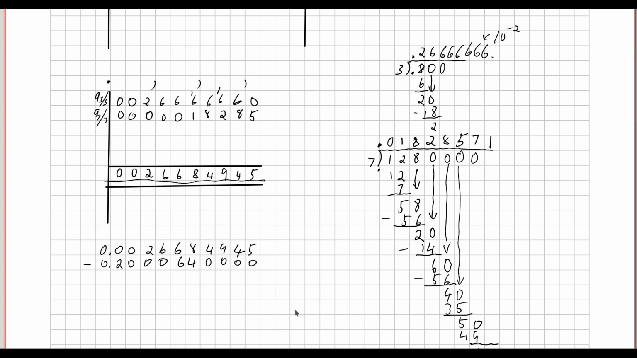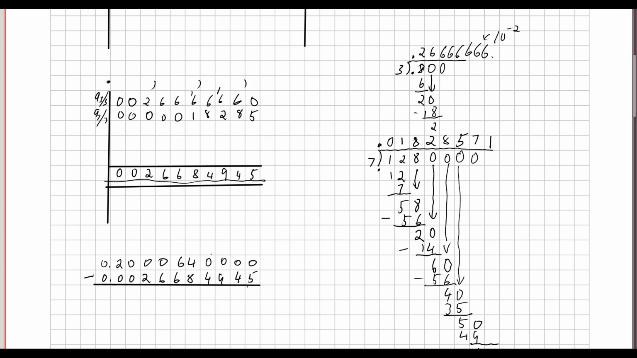All right. Oh, I did that the wrong way around. Silly me. First mistake. Silly mistake. So take that away from this value. Did that wrong. All right, so 0.00026684945. Okay. Put that on there.